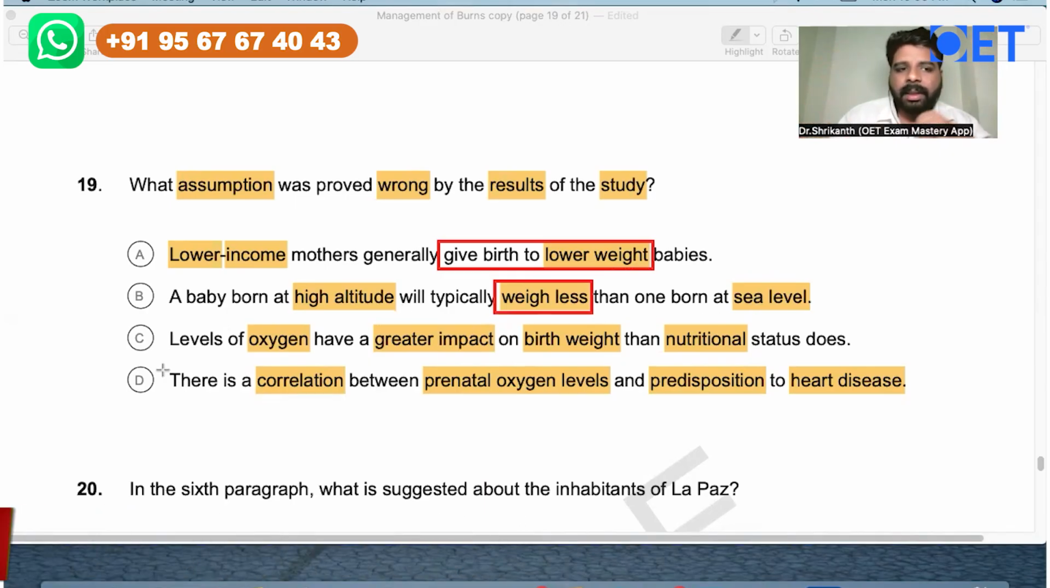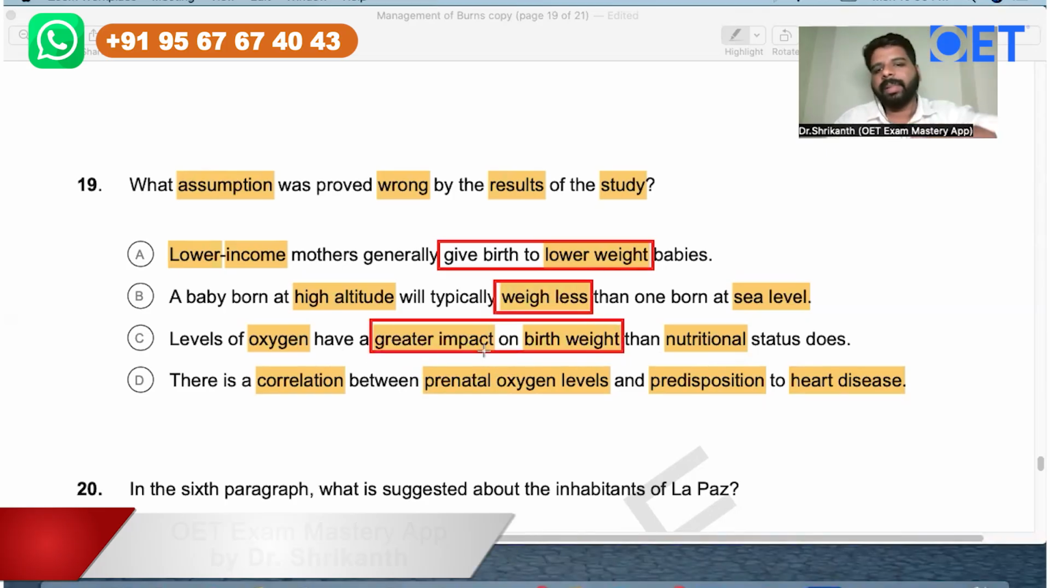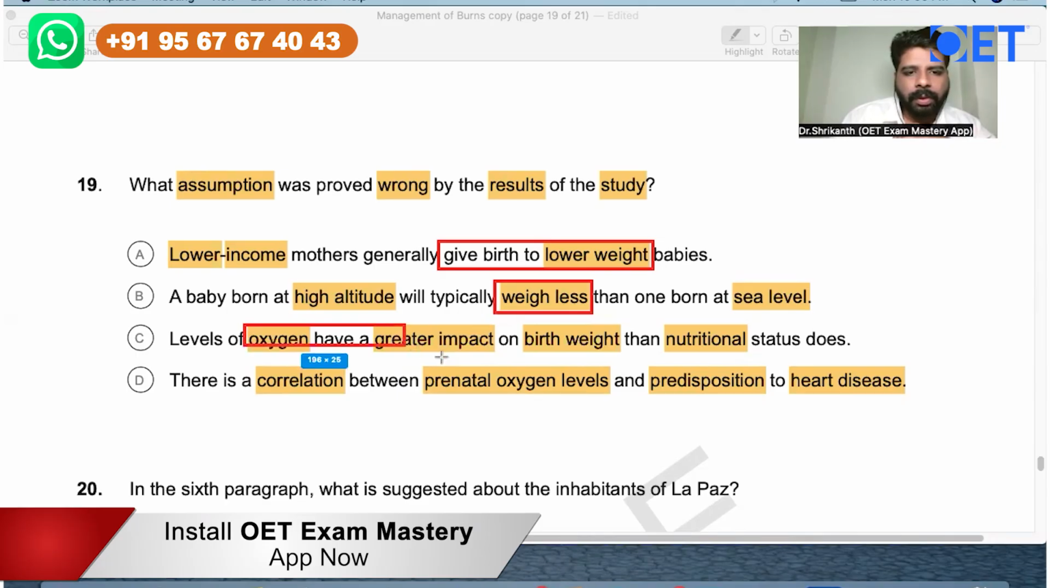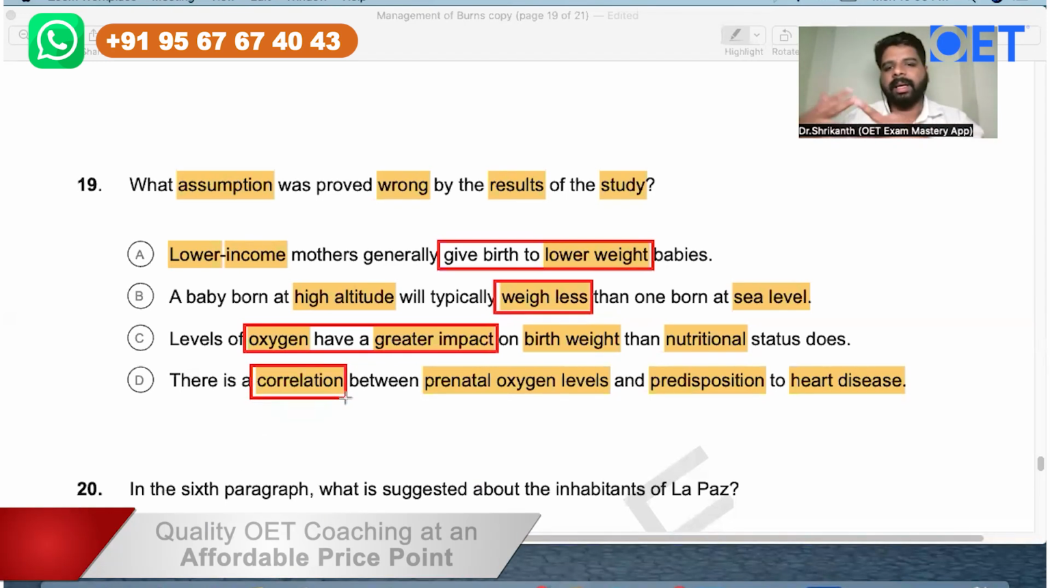Option C: levels of oxygen have a greater impact on birth weight. Oxygen has a greater impact, so that is the verb over here, than nutritional status. And then option D: there is a correlation. Correlation is the verb. There is a connection between prenatal oxygen levels and predisposition to heart disease.